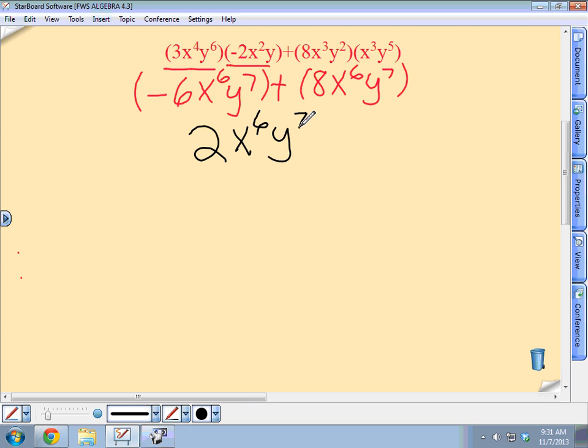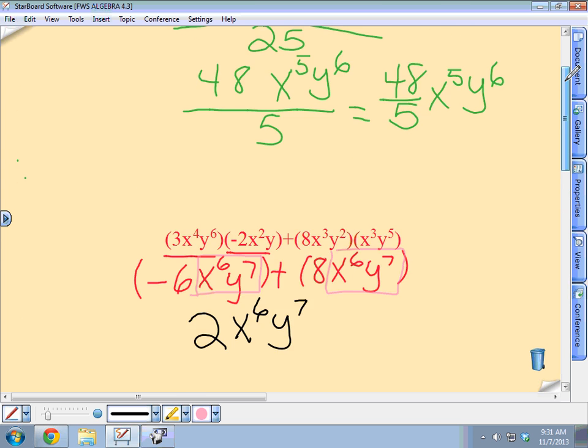Okay? Notice again, just so everyone sees it here, you have like terms because your variable expressions are identical. The only thing different is your coefficient. So you can just add your coefficients. Okay? Any questions on this one? Okay, we're good on that one.